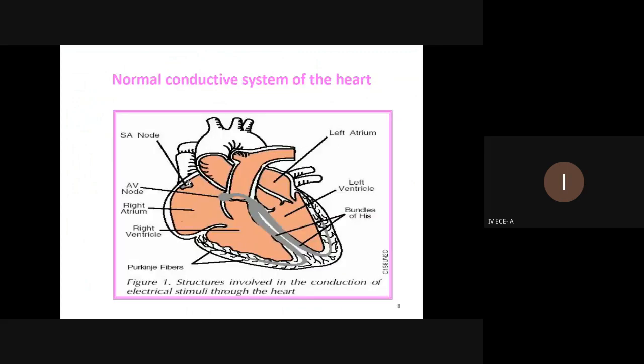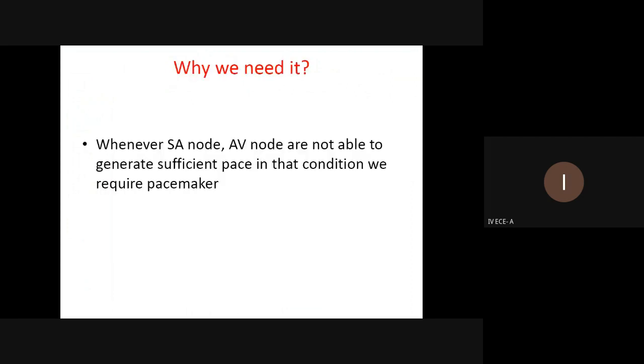So this is the SA node. Okay, so SA node, AV node, then right atrium, right ventricle here. This is the left bundle of His, then left ventricle, then left atrium. Okay, so these are the Purkinje fibers. This is the structure involved in the conduction of electrical stimuli through the heart. Okay, why do we need it? Whenever the SA node and AV node are not able to generate sufficient pace, in that condition we require a pacemaker.